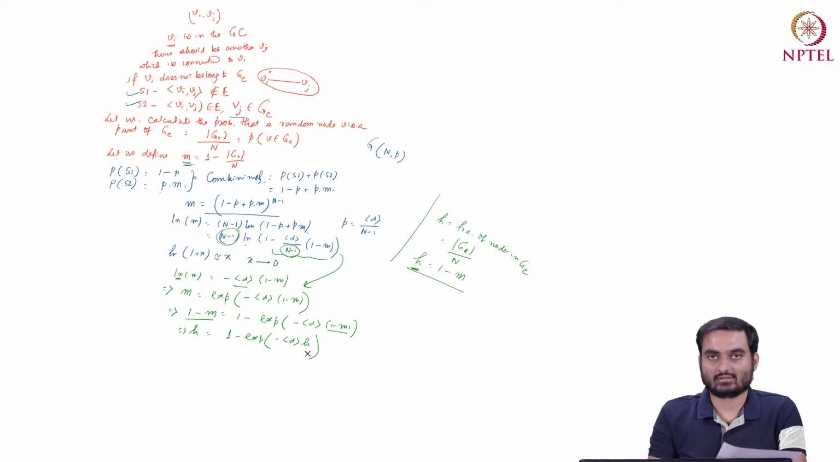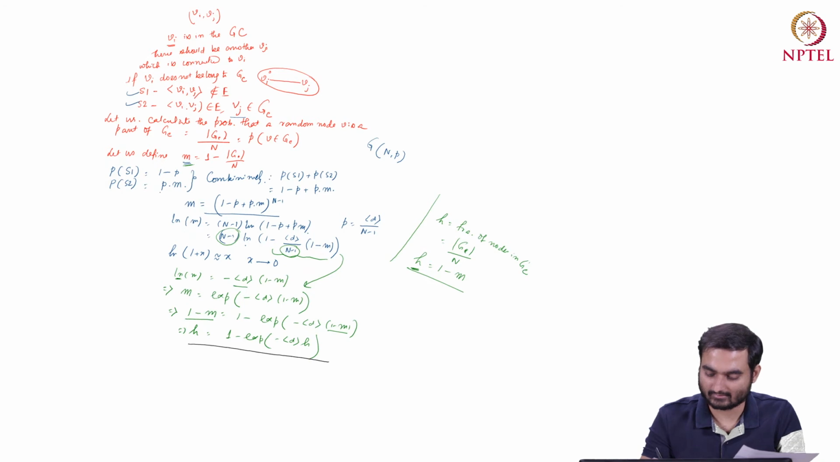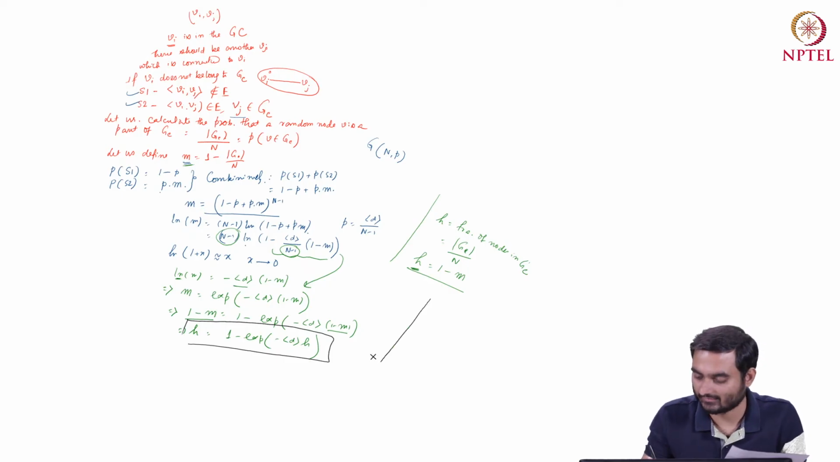So this is our equation. h equals 1 minus exponential of minus mod d times h. Now we need to come up with the value of h, right? So how do we solve this equation? There is no closed form solution. Left hand side you see h, right hand side you also see h. So how do we solve this kind of equation? We basically solve this equation using graphical format.